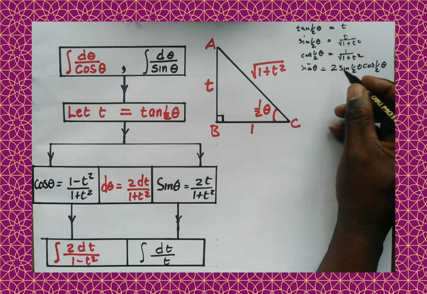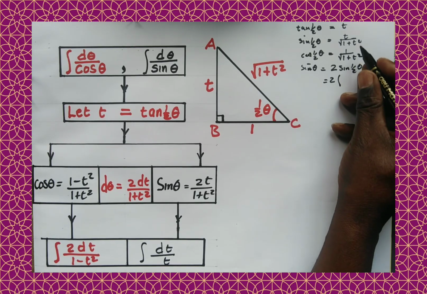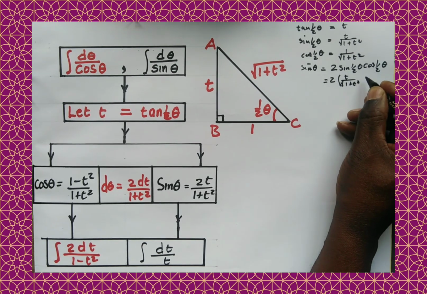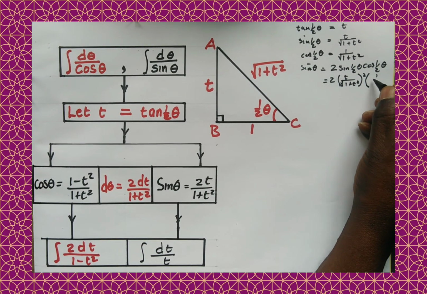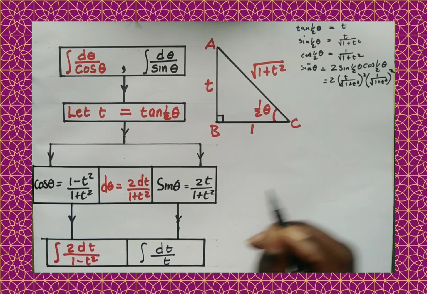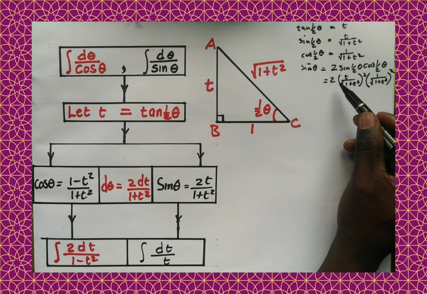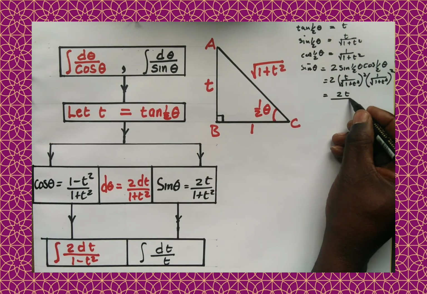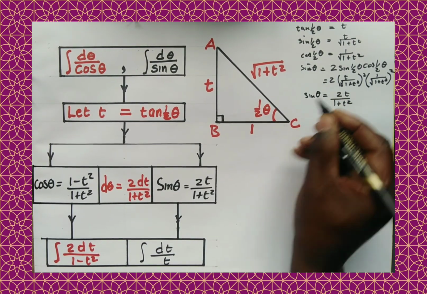Using our formulas here, this is equal to 2 brackets. What is sine of half theta? It is that, which is T over square root of 1 plus T squared, all squared, brackets multiplied by this one here, which is 1 over the square root of 1 plus T squared, all squared. I hope you can see my handwriting. It's looking too tiny there, isn't it? And let's simplify. This simplifies to 2T over 1 plus T squared. So this is our sine of theta.